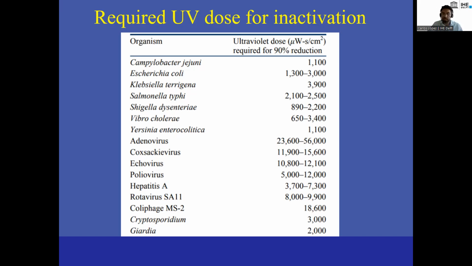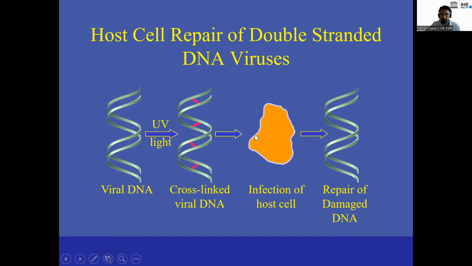So these are some of the values that have been measured to lead to a 90% reduction or inactivation of these microorganisms. So these are three different ways or manners to disinfect. They are also the same advanced processes that can be used for the removal of contaminants of emerging concern. Do you have questions?